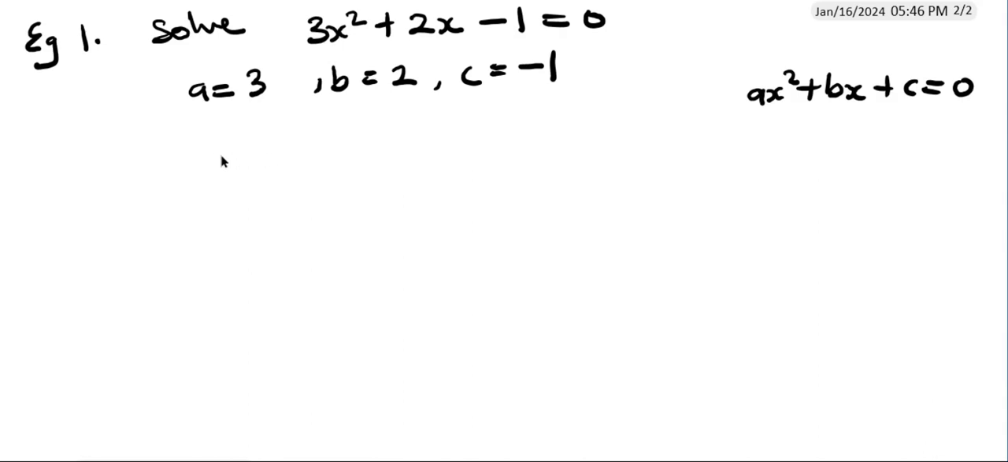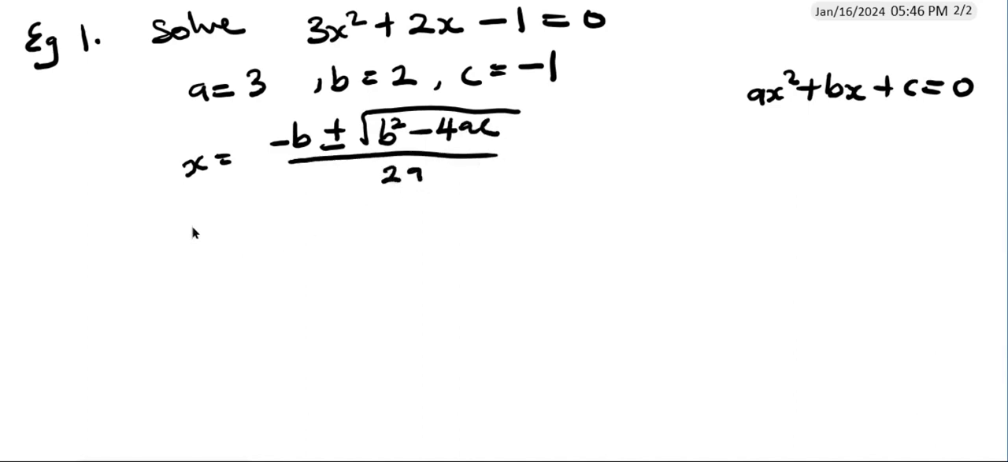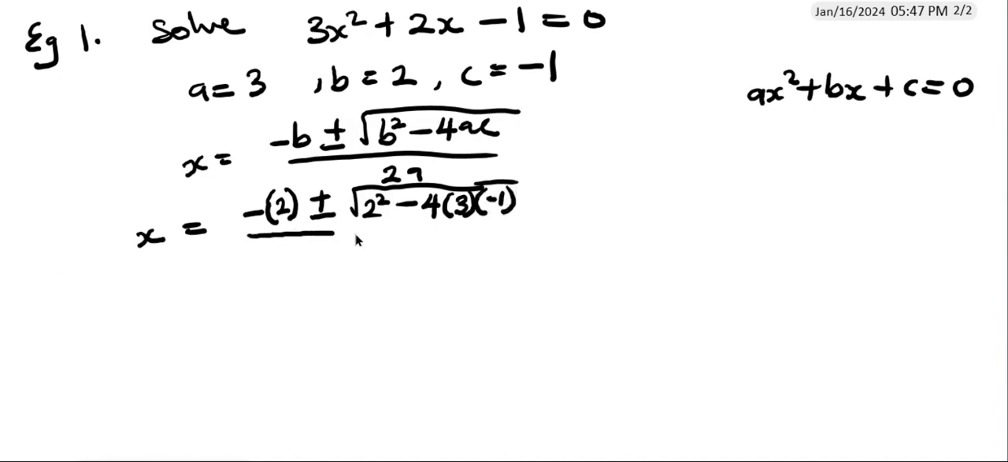So when you put this in the formula, x equals minus b plus or minus square root of b squared minus 4ac all over 2a, you will be having that x equals minus b, which is what? b is 2, plus or minus square root of 2 squared minus 4 into a, which is 3, close bracket, open another bracket, minus 1, all over 2 into a, which is 3.